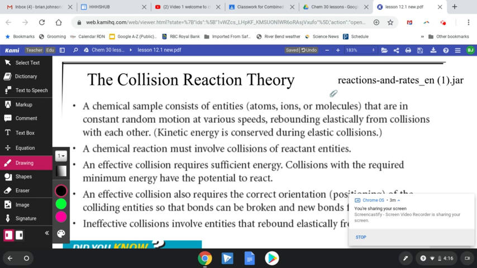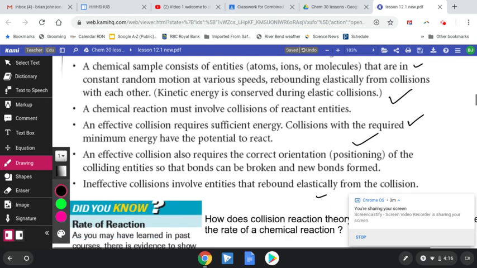Okay, so next we need to write down what are the key parts of a successful collision, and you've got space in your notes on page 138 to summarize these 5 key points that are all successful components of a chemical reaction. So I will get you to pause the video, add these to your notes, and then we'll move on.